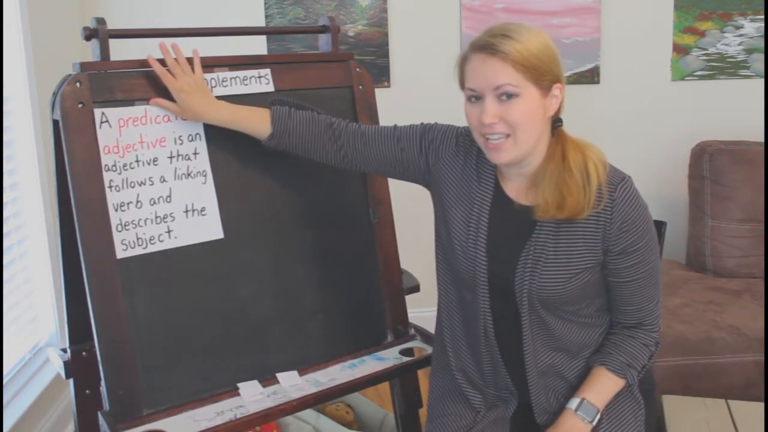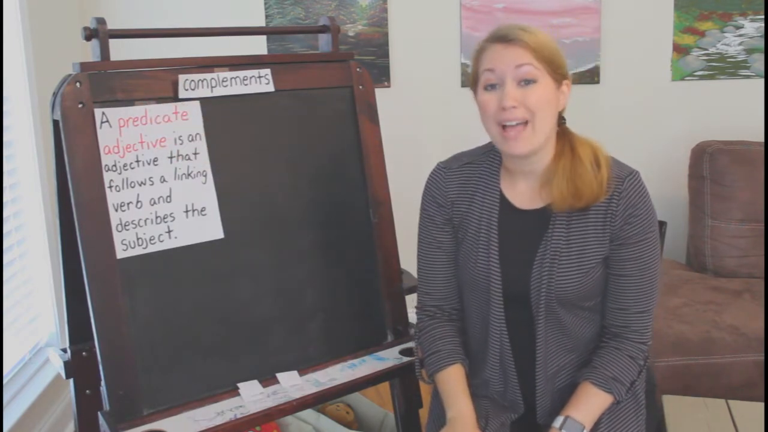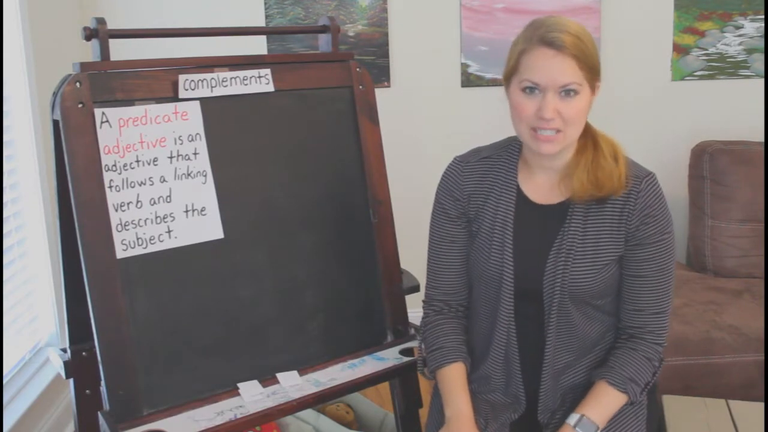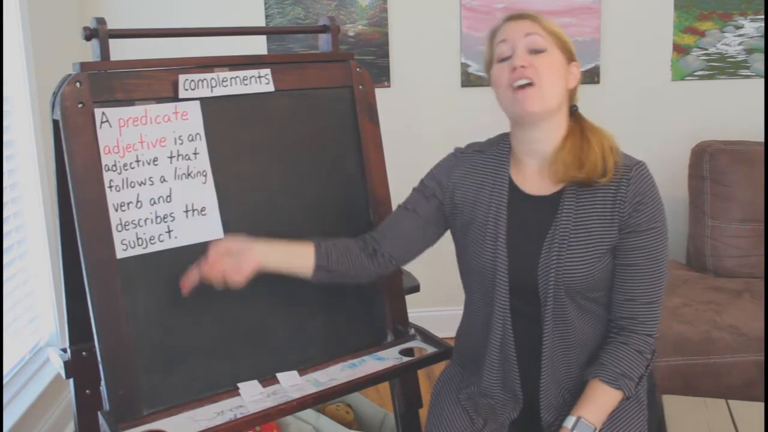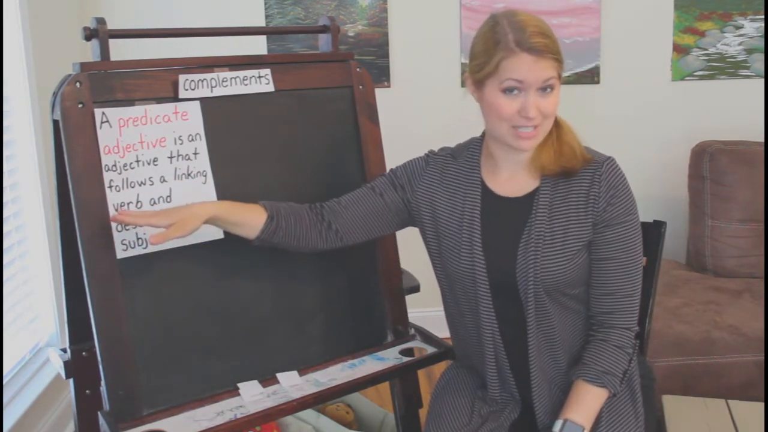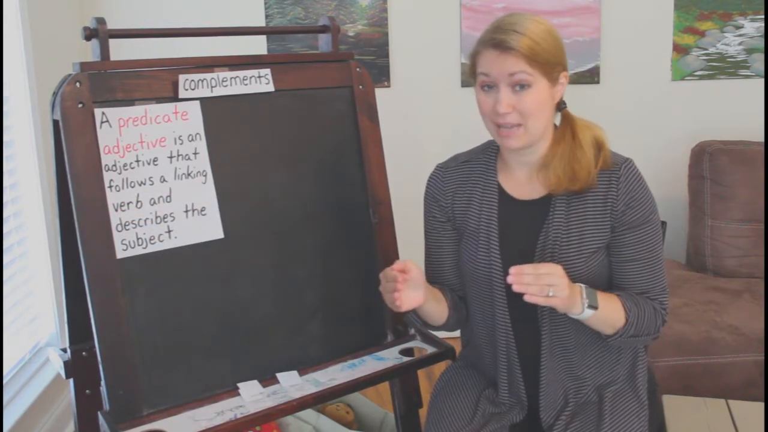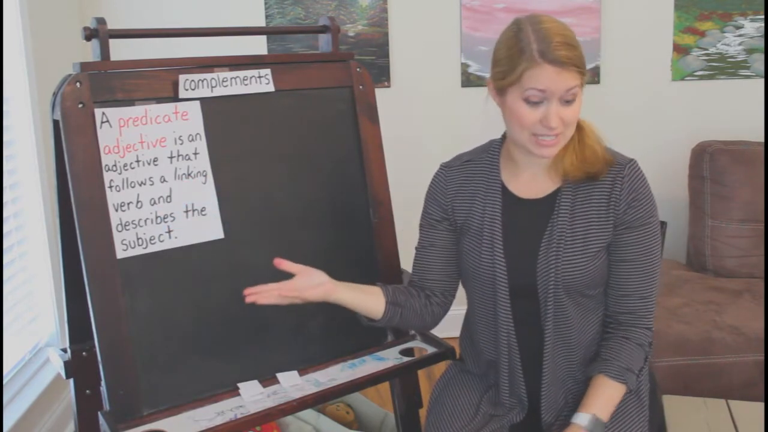Now, when we're talking about predicate adjectives, it's going to be important for us to remember what an adjective actually is. So we'll review that in just a minute. A predicate adjective is an adjective that follows a linking verb and describes the subject. Now, a predicate nominative renames the subject, but a predicate adjective describes the subject.